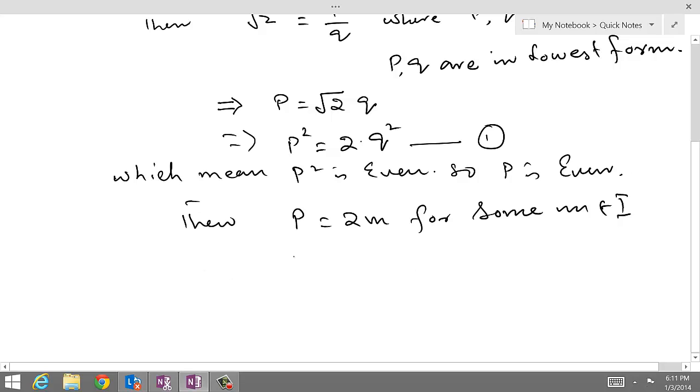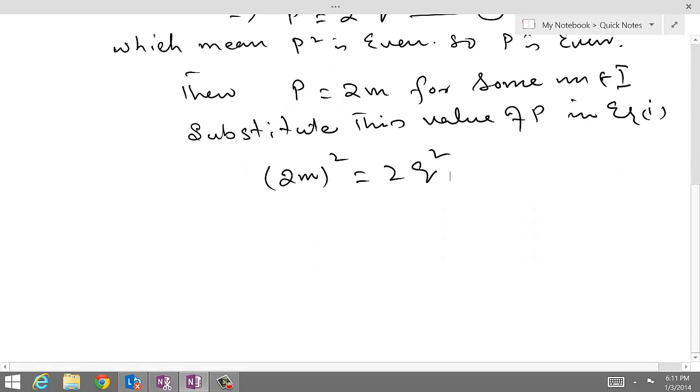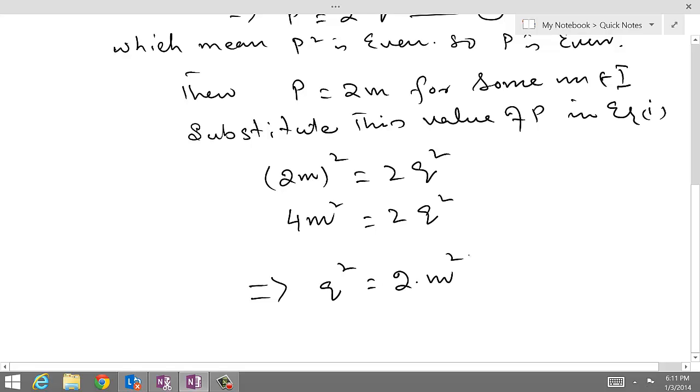Now if we substitute this value of p in equation 1, it means 2m whole square is equal to 2q square. And now we can clearly see that this gives us 4m square is equal to 2q square, which means q square is equal to 2m square.